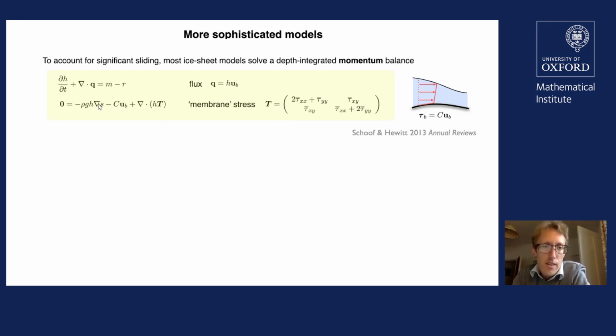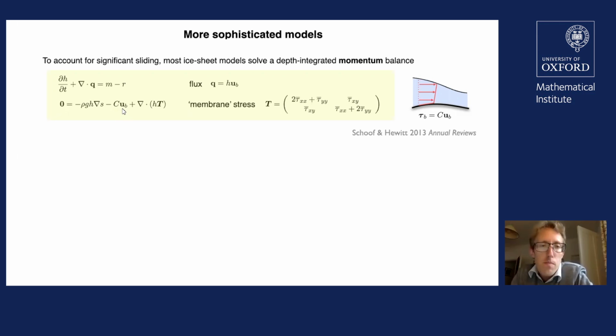And some of you may be familiar with these sorts of models. But the basic balance here is between gravity, trying to make the ice spread out, driven by its surface slope and its thickness, and that balances this term CUB, which is the basal shear stress. And so this C, as I said, there's quite a lot of uncertainty about what that is. That's basically representing the slip at the base.